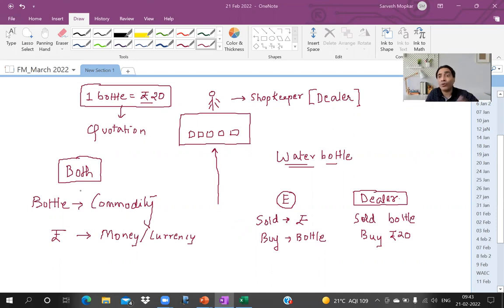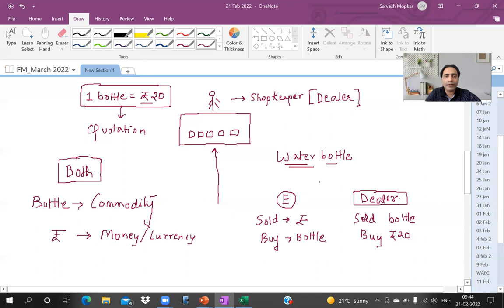And this is what students do not follow. They think foreign exchange risk management is something out of the world. The concepts are really out of the world. No. The concepts are same, which are applicable to bottle and rupees. One bottle, 20 rupees. The same market concepts are applicable to bond markets, stock markets, exchange markets, forex markets. Same concepts. And that is what I'm trying to connect you with. So one bottle is equal to 20 rupees. That is the quotation.